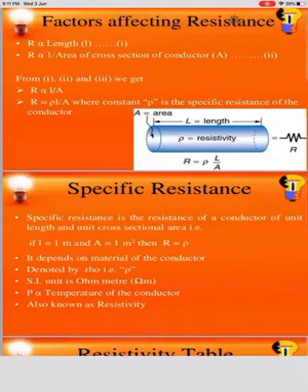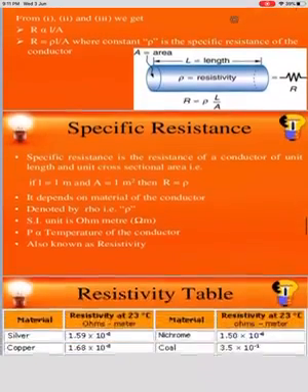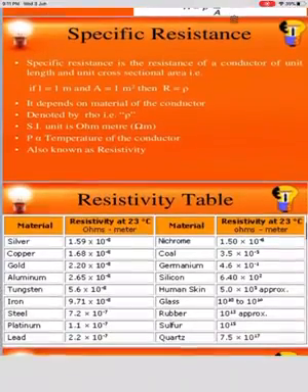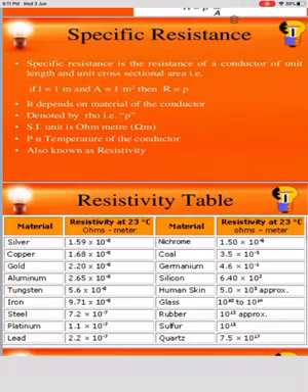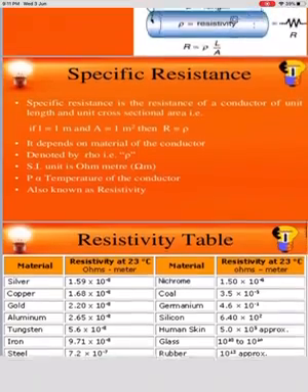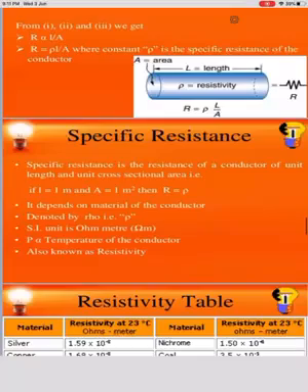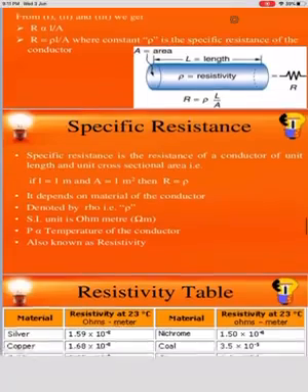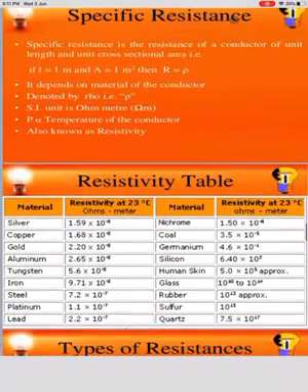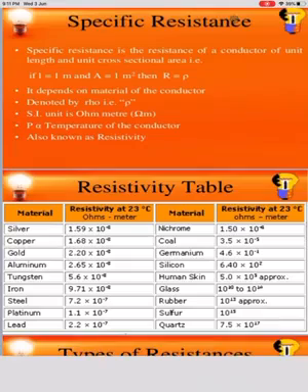Now what is called specific resistance? Specific resistance is the resistance of a conductor of unit length and unit cross-sectional area, that is rho is equal to R A upon L. L means the length of the wire. And what is the unit of specific resistance or resistivity? That is ohm meter, right?